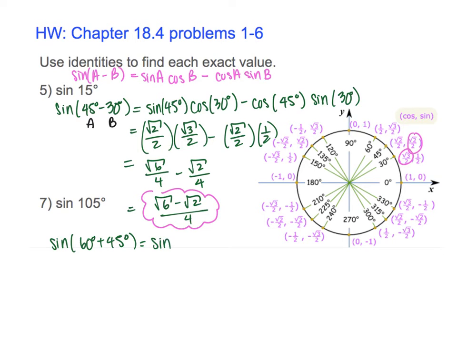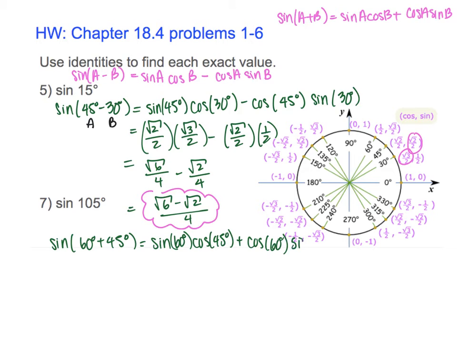And so if I use the formula, actually, the sine adding formula is a little bit different. So if you add two angles, that means there's going to be a plus sign in between instead. It'll be plus cosine A sine of B. And then we have sine of A, which is 60 degrees, cosine of B, which is 45, plus cosine of 60 degrees, sine of B, which is 45 degrees.